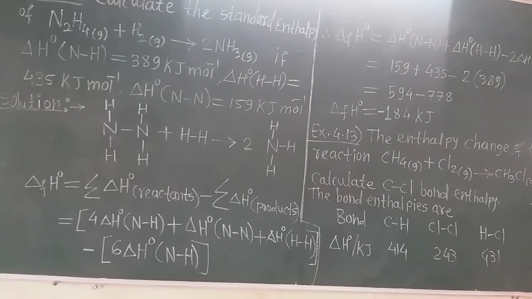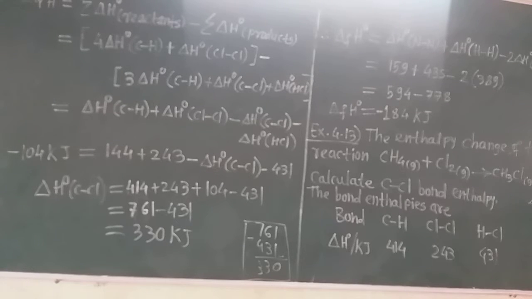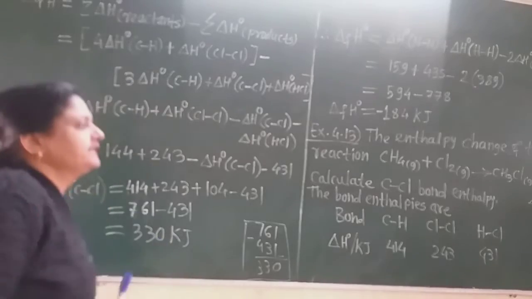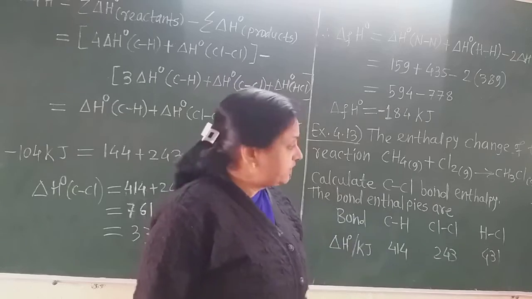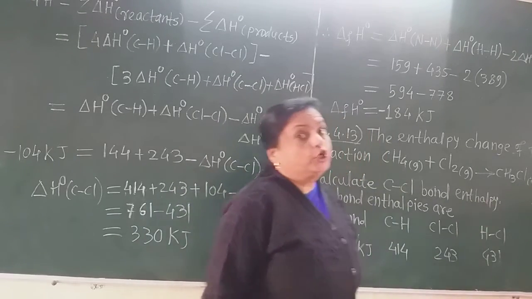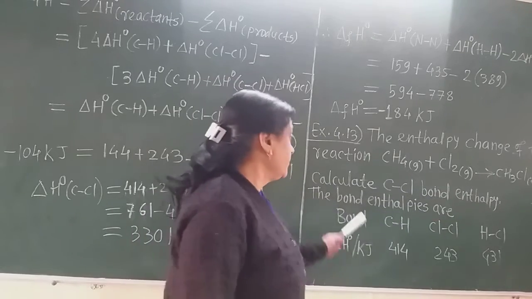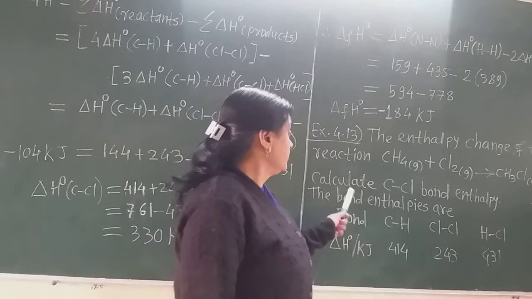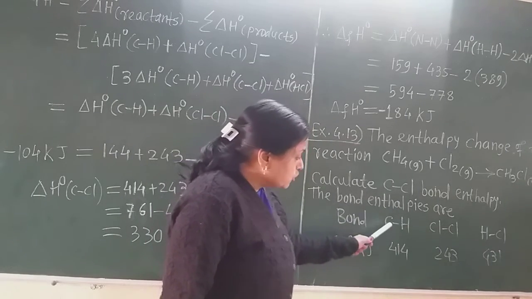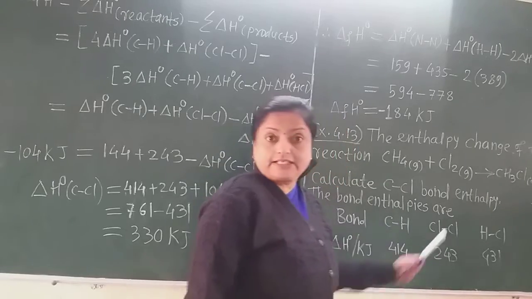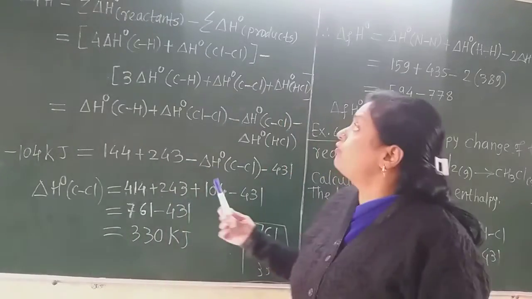Okay, now let us solve the problem 4.13 again. Now see, students, on the blackboard. Now we are solving the problem number 4.13. Now what is given in this problem? This reaction is given here, and the enthalpy of reaction is also given, minus 104 kilojoule. Again they told us to calculate the C-Cl bond enthalpy. And the bond enthalpies of the C-H bond, C-Cl bond and H-Cl bond are given. Now how is our formula?